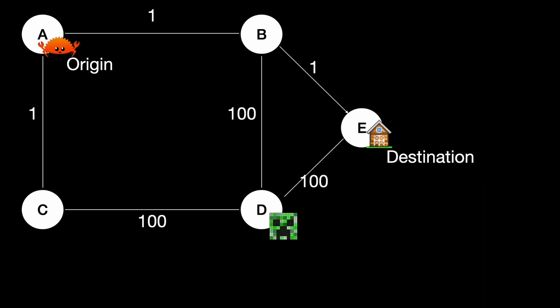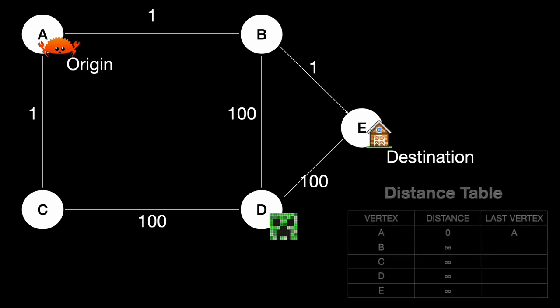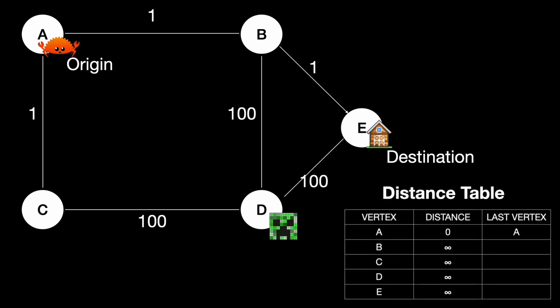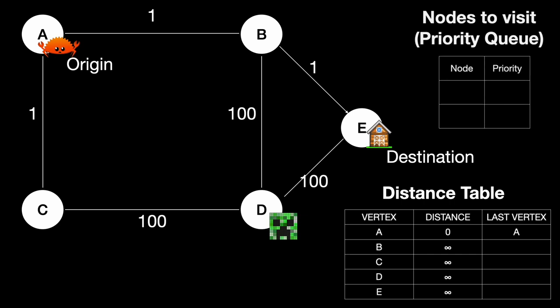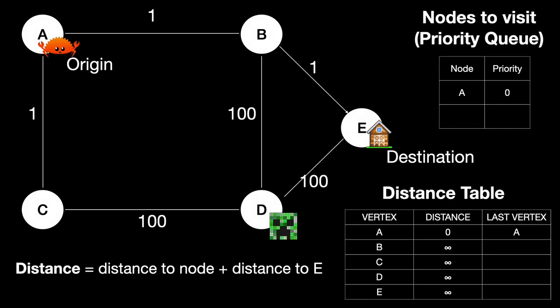Our algorithm requires two data structures: a hash map to store the shortest distance between nodes, and a priority queue to keep track of the nodes that we still need to visit. We'll start by adding our origin node A to the queue with a priority of 0. Total distance is computed as the distance between the nodes plus the distance to our destination E. We will update the distance table only if the measured total distance is lower than the current value.